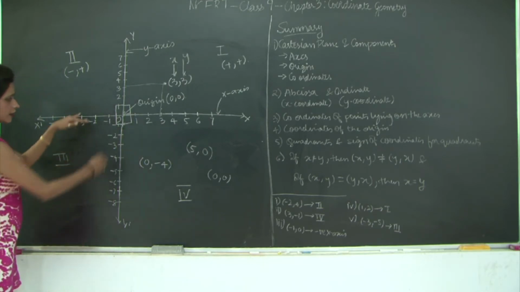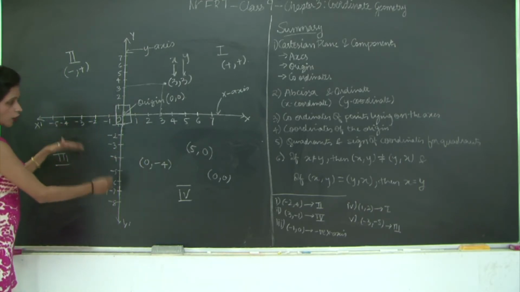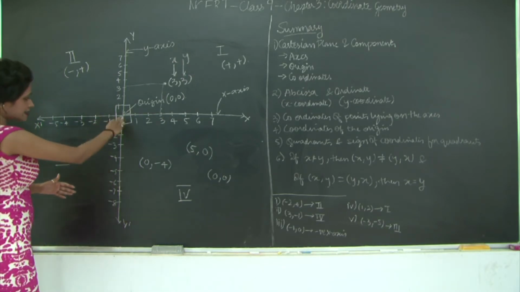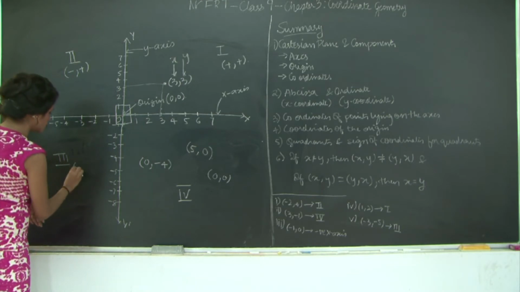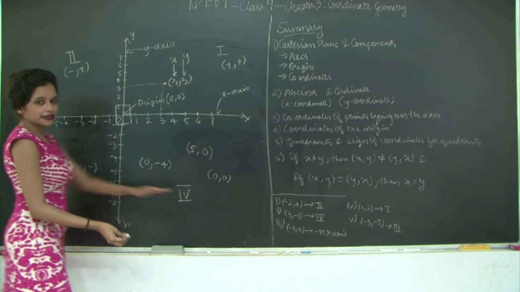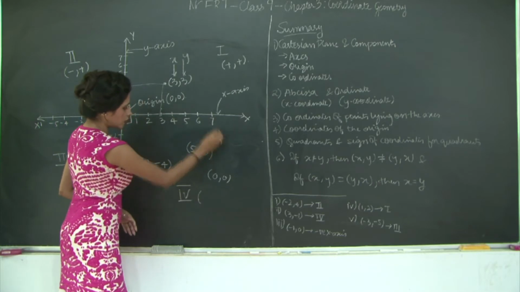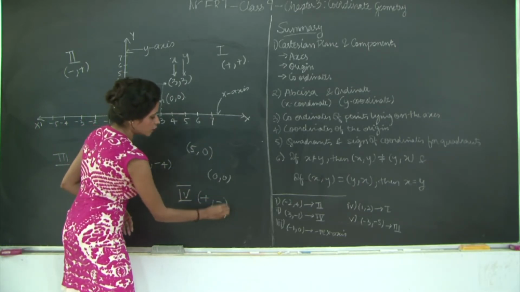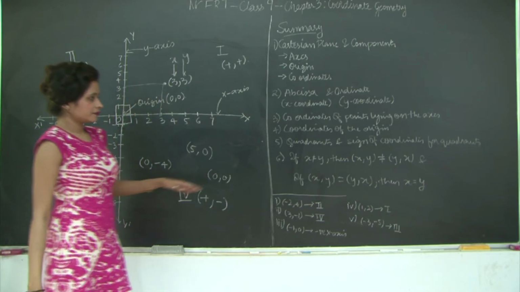Now, in the third quadrant, both the coordinates are going to be negative. Why? Because you have your x axis negative and the y axis negative. So, here we have minus and minus, and finally in the fourth quadrant we have positive x axis, so positive x coordinate, and negative y axis, so negative y coordinate, right?